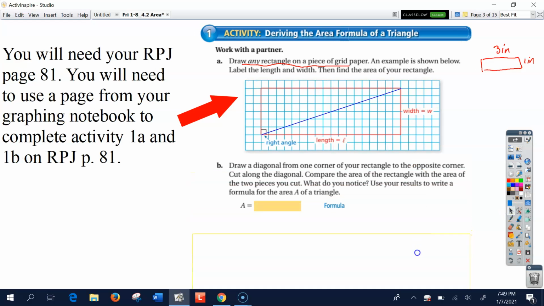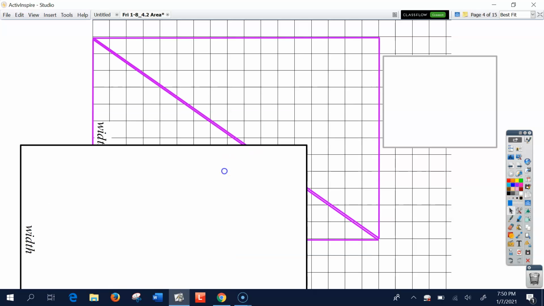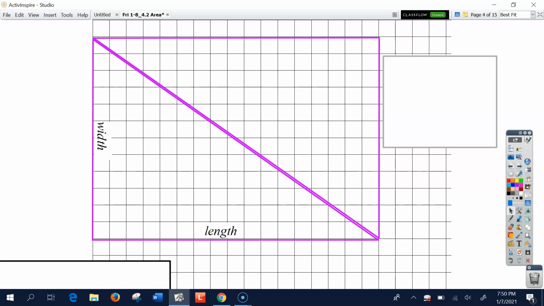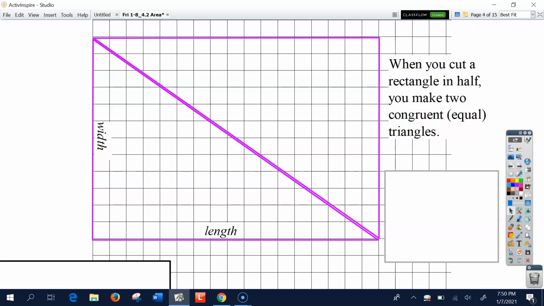And so what I want you to see is that when you look at the area of the triangle, because it's half of the rectangle, the formula for a triangle is length times width divided by 2, because all you're doing is basically taking the area of a rectangle and cutting it in half. Okay, so this may be what yours looks like. So there's a big rectangle. This time I drew the diagonal in the other direction, but you're still noticing that you're making two congruent triangles when you cut a rectangle in half.